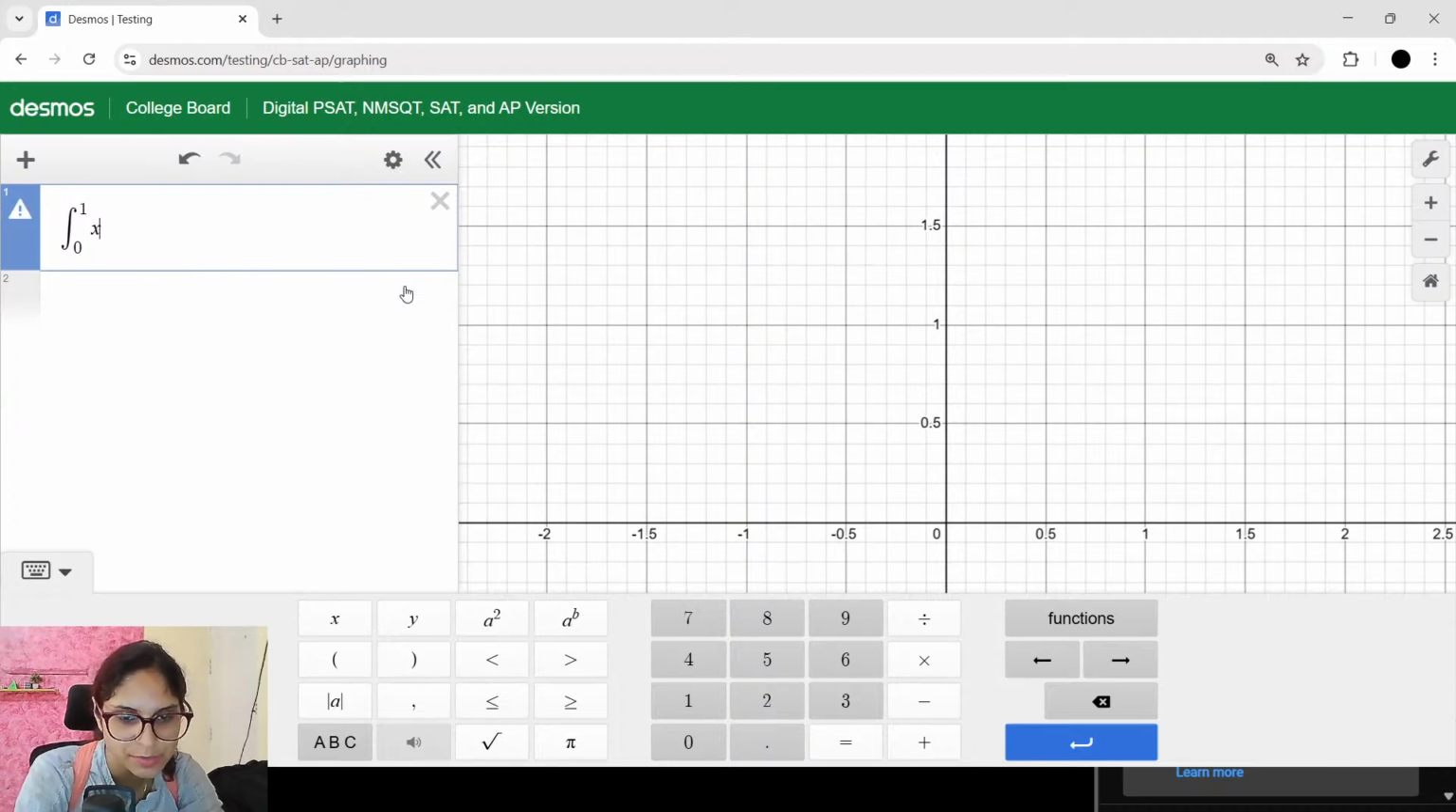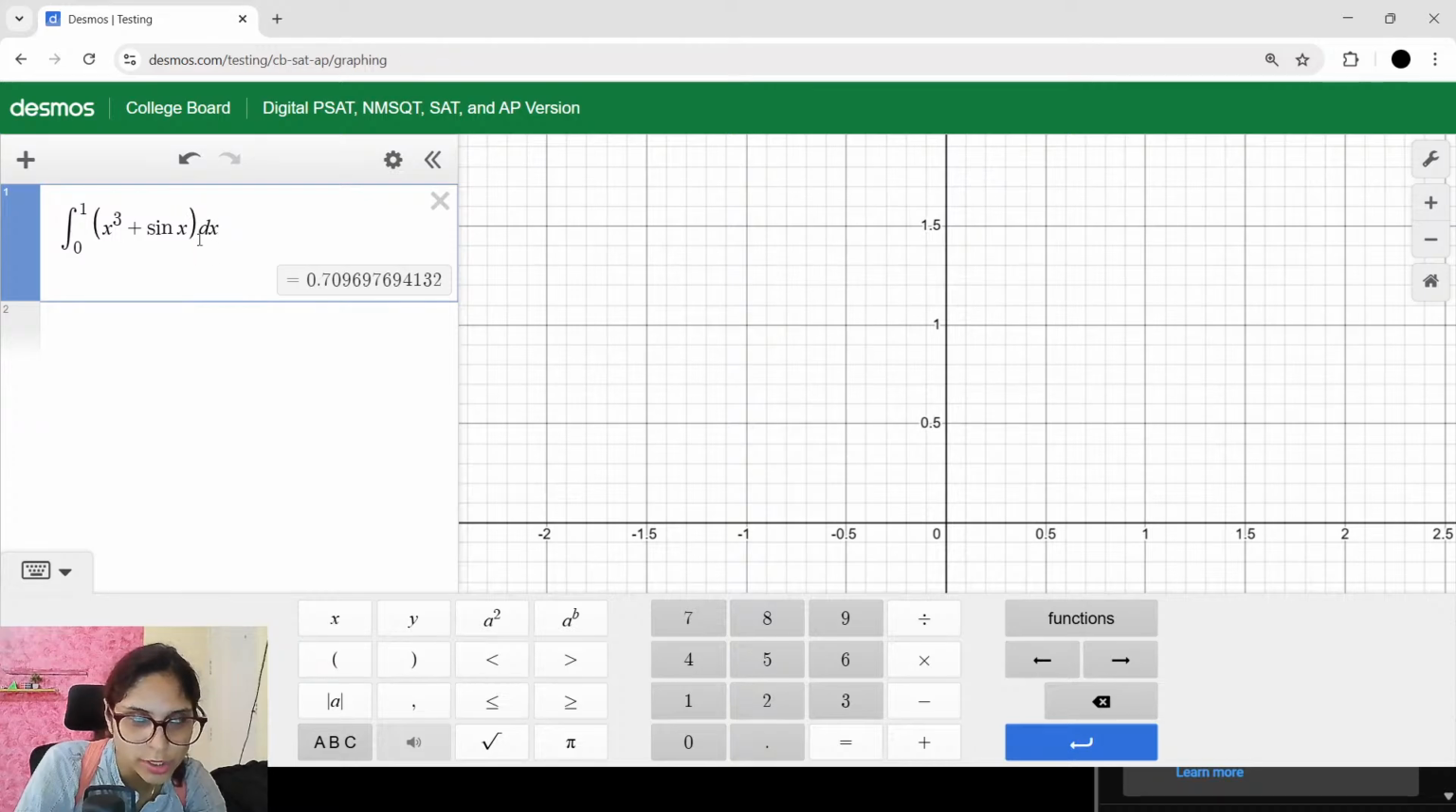If it's something else, for example, x cubed plus sin x dx, you cannot write dx just like that. You have to first put everything inside parentheses. Okay? And whenever it's showing gray, no need to complete it. So this is the integral from 0 to 1. So you can do definite integrals from here.